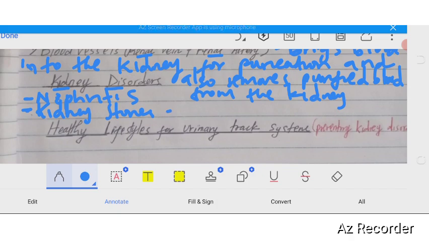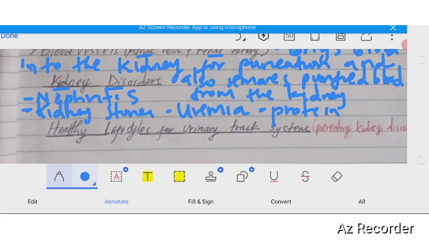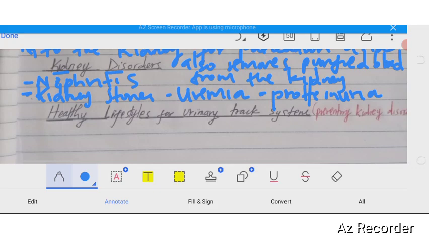We have uremia, a disorder. We have proteinuria, which is a disorder. Of course, these are four main kidney disorders, but on top of that, we have kidney failure, acute kidney injury, among many other disorders.